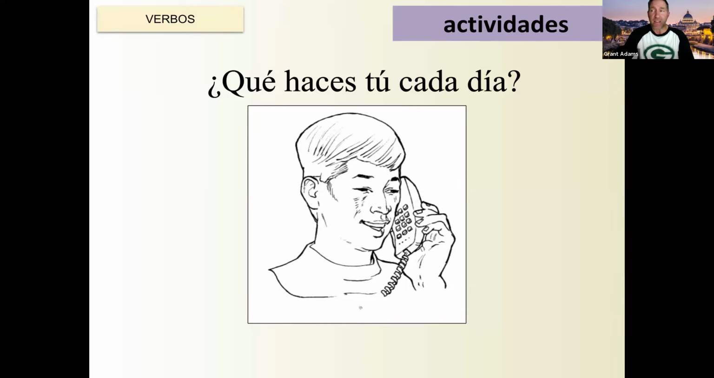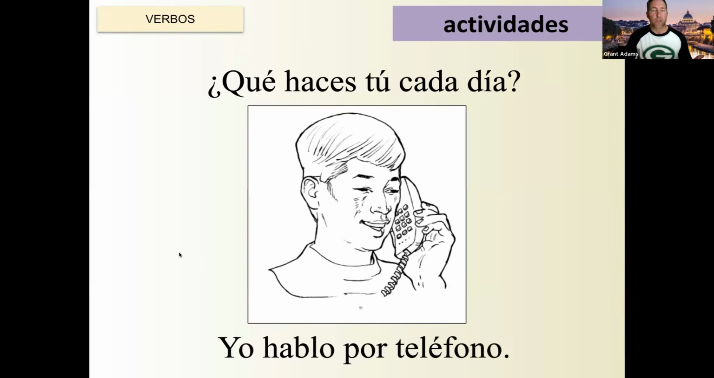And you would do that with any type of communication. If I want to say we communicate via text message, por mensaje de texto. So we got to use that por. Okay, excelente. So with that said, good, excelente. Victor or Carter came back with a good response. Excelente. So yes, hablo por teléfono. Hey, what do you do every day? I speak on the phone. Yo hablo por teléfono cada día.